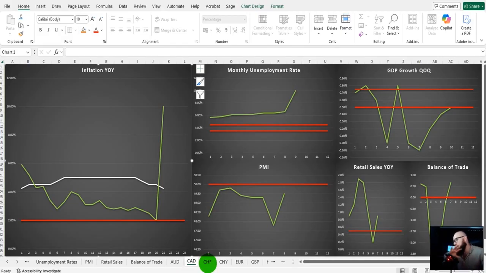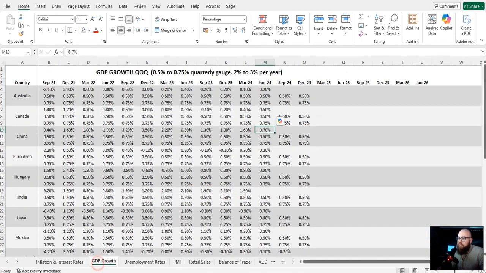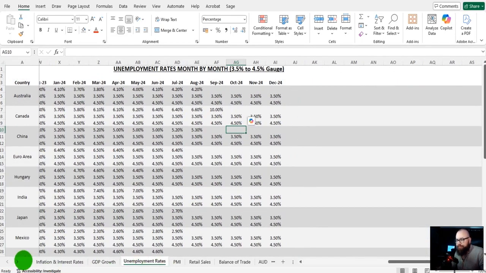Just as you would look at price action, you can look at the charts here to try and understand what is happening. Is inflation climbing? Is unemployment declining? Is GDP growth going anywhere? These are the questions you need to ask yourself. Okay, so that's the most basic three. Interest rates, GDP growth, unemployment.